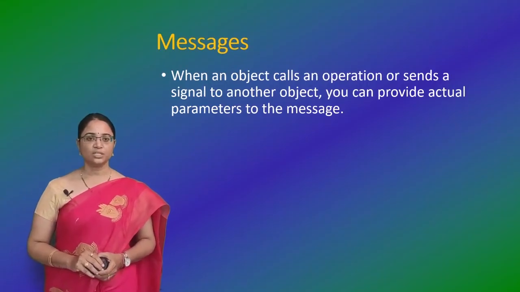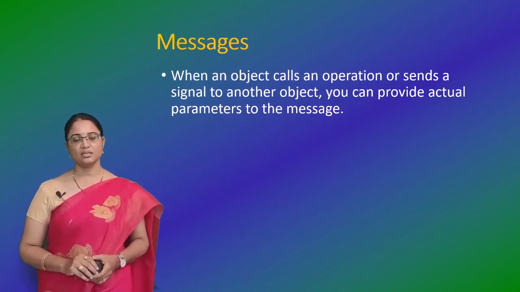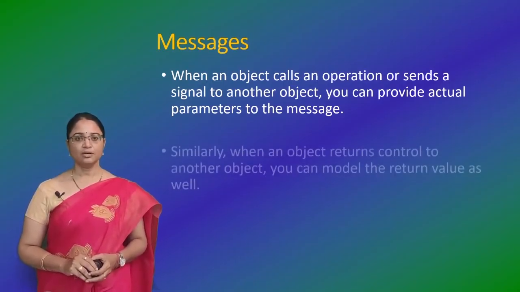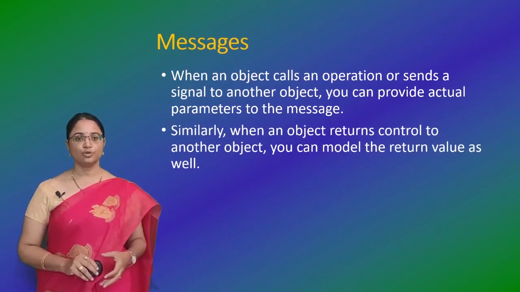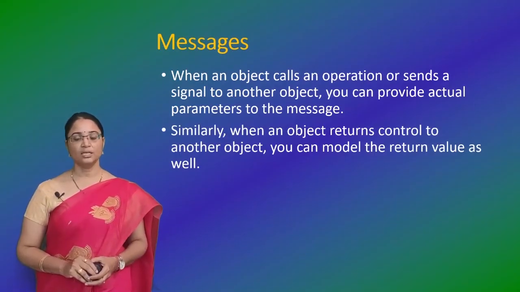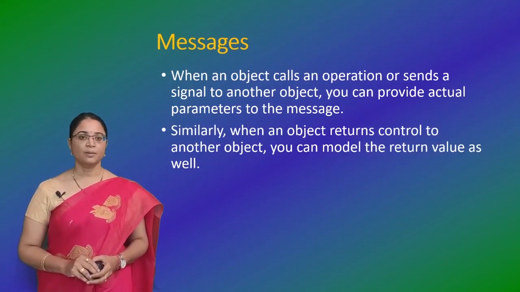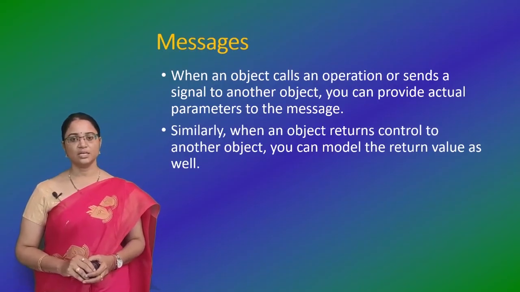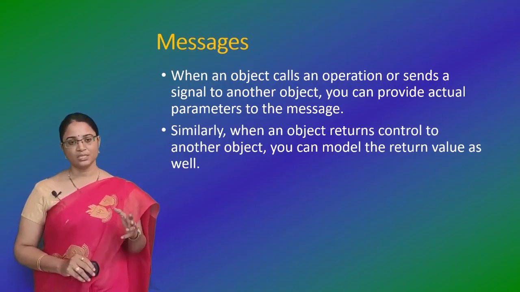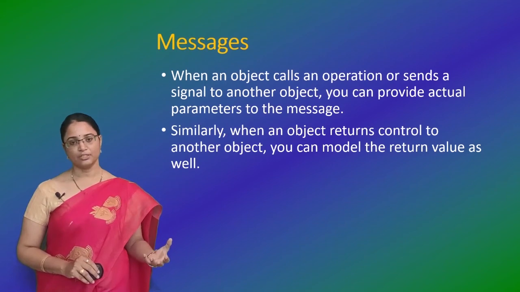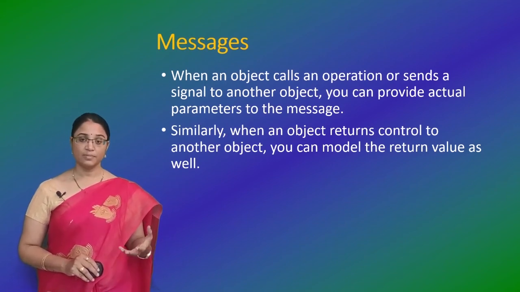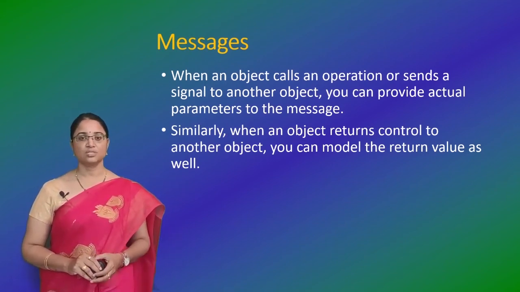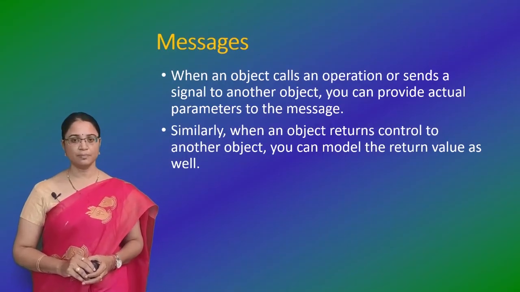When an object calls an operation or sends a signal to another object, you can provide actual parameters to the message. Similarly, when an object returns control to another object, you can model the return value as well. Messages can also correspond to sending signals. So you can send the actual parameters, you can return values, and you can send signals in the message. These are the different uses of messages.